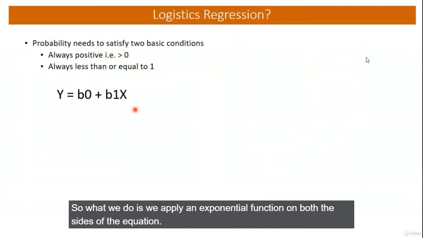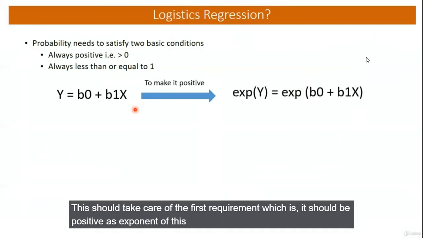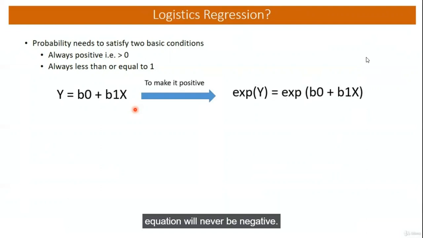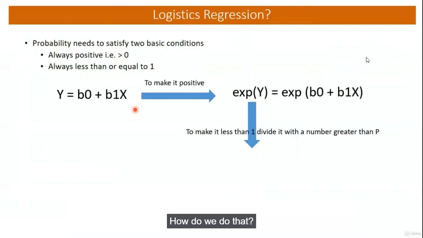So what we do is we apply an exponential function on both sides of the equation. This should take care of the first requirement, which is it should be positive, as exponent of this equation will never be negative. Alright, the second condition for probability is it has to be between 0 and 1. And how do we do that?